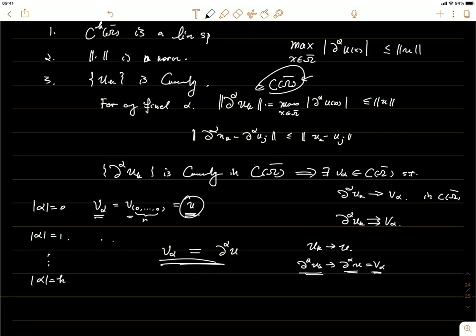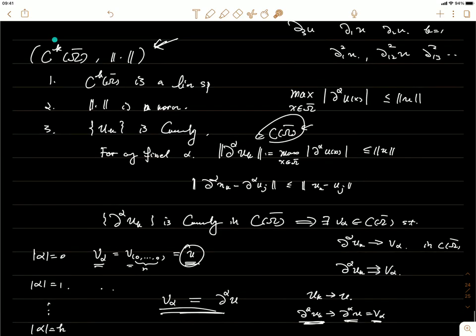So if this is equal to that, then they will converge to this one here. And because each one of them is continuous, and this convergence actually means uniform convergence in omega, that means this is also equal to this. If I can prove that, then this will also be in C omega. And then I show this is in C omega for every alpha. That shows that this u is also in the space, because it's indeed k times continuously differentiable.